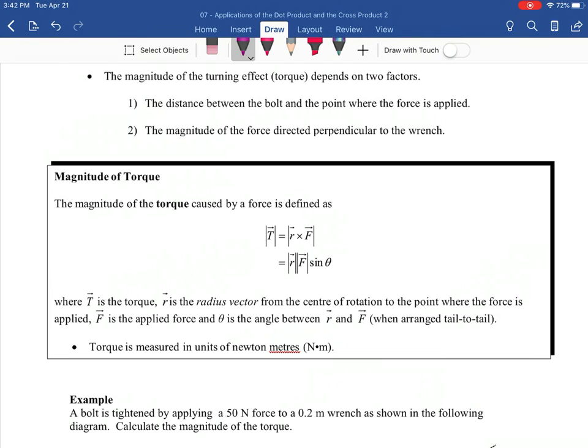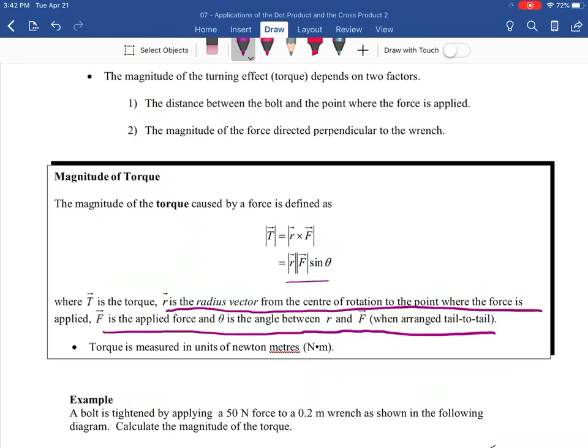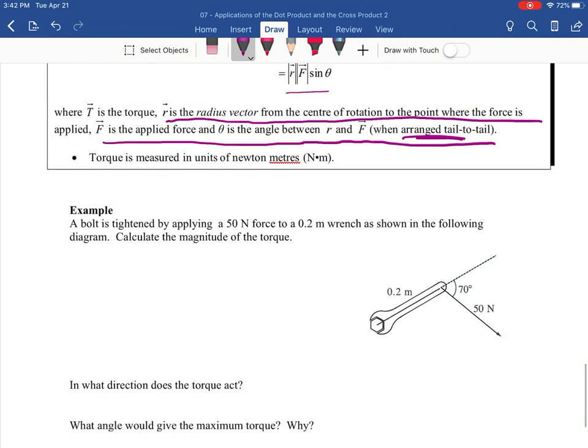And so if you want to find the magnitude of torque, we're just finding R cross F. This is exactly what cross product is for. It's for finding torques. And here, the magnitude of torque is found by magnitude R, magnitude F, sine theta. One little thing here, R is the radius vector from the center of rotation to the point where the force is applied. And F is the applied force. And theta is the angle between R and F when arranged tail to tail. So you just got to set this up just right.